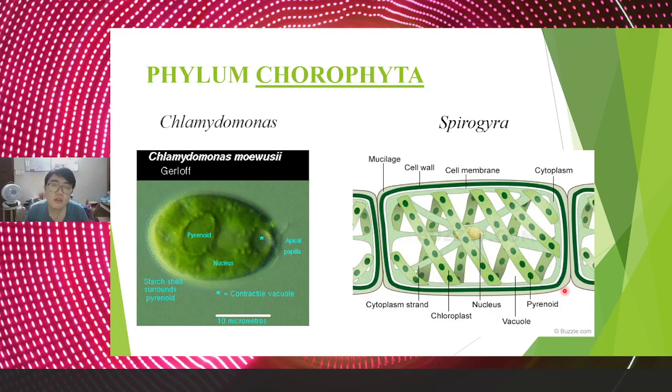Okay, so in phylum Chlorophyta, there are 2 examples we have to learn: Chlamydomonas and Spirogyra. So this is the structure there.